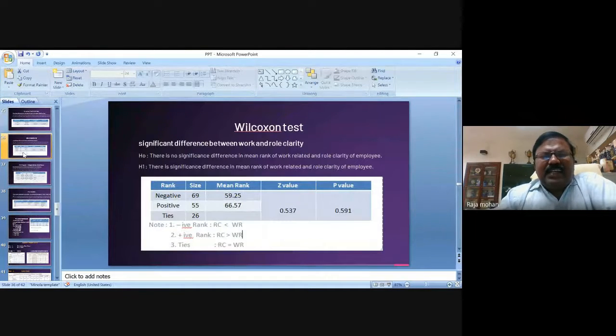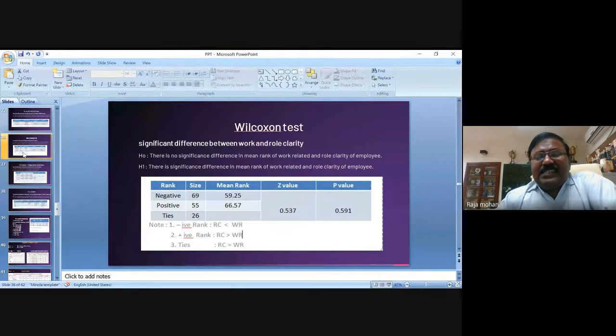And the Wilcoxon signed-rank test. Remember the difference between the work and role clarity. There is no significant difference here. Mean rank of the work-related and the role clarity. Here what we are seeing is that we are giving ranks and finding out the mean ranks, and finally we are getting p-values, and by using the p-value we decide whether the null hypothesis is accepted or rejected, and we come to the conclusion.